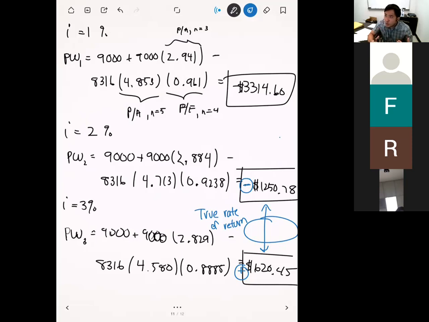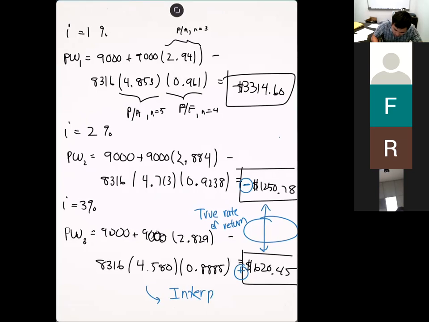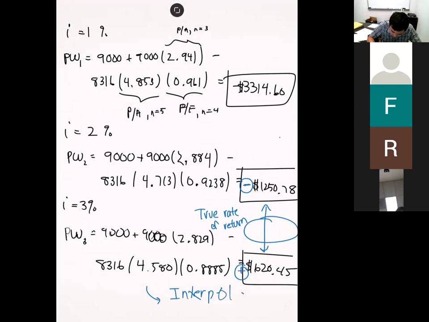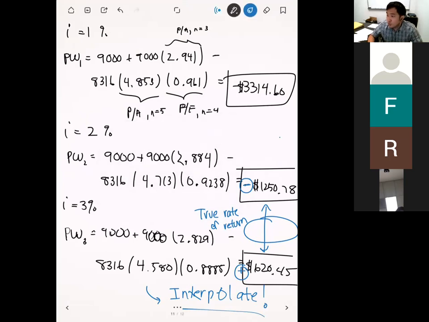But now that we have these two outer bounds, one on the negative side, one on the positive side, what we can do from here is simply interpolate between these. By interpolation, we'll be able to solve for the true rate of return. I'll show you the formula for that on the next page. Any questions on this? This is just a recap of what we did at the very end of lecture on Tuesday.